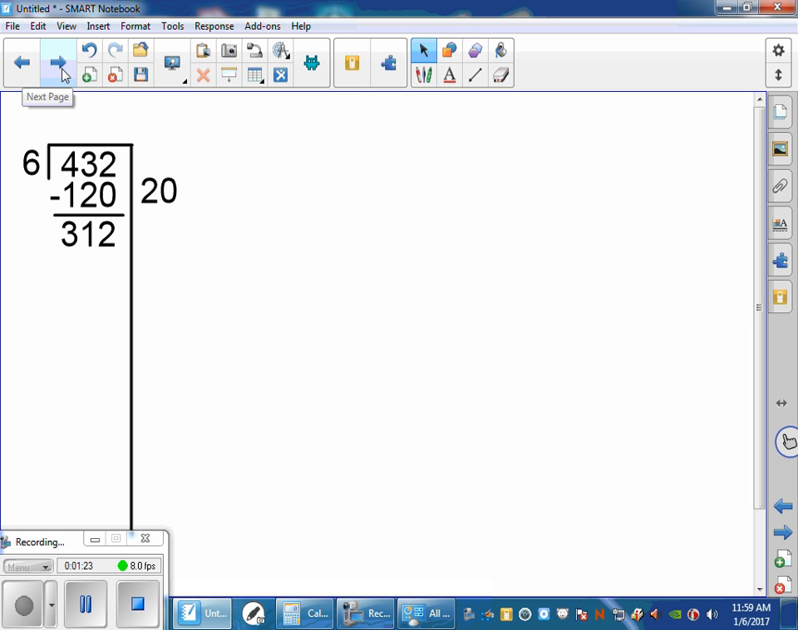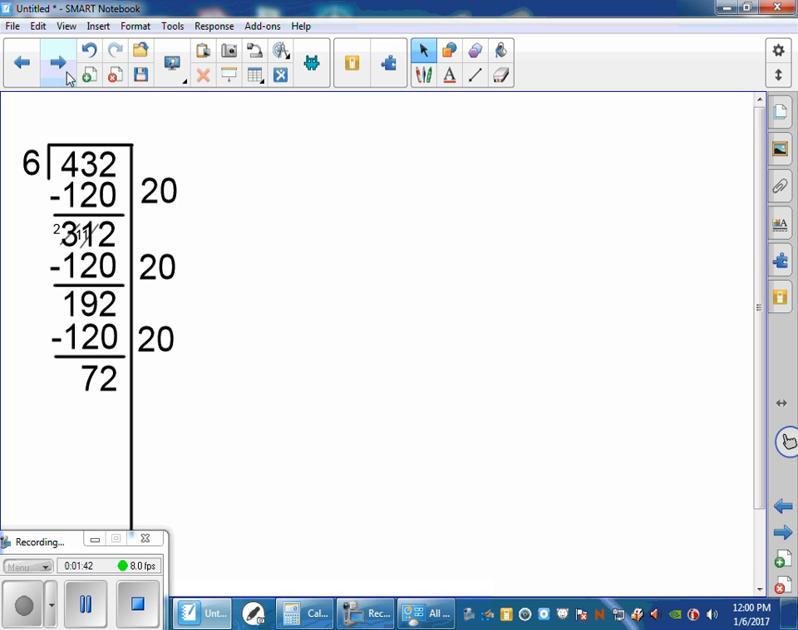At this point we could say the same thing. Well, I know a group of 20 goes into 312 because I know it's 120. So we do it again. This time when we subtract, we have an answer of 192. That's how much we have left. So now how many 6's go into 192? We can do the same thing, 20, which gives us 72 left.